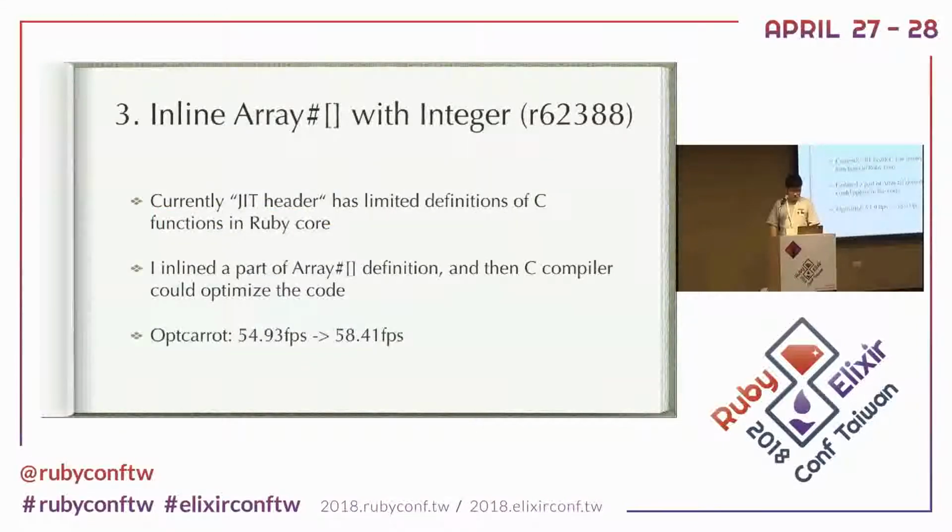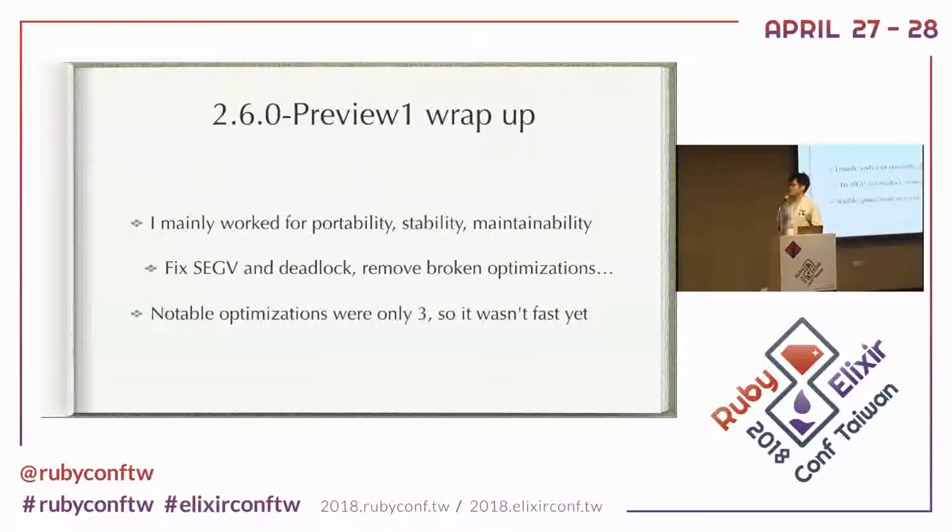So that's the only 3 optimizations in preview 1. And it's not so fast because I didn't do other optimizations. I worked on improving the portability. I fixed many bugs on many platforms, so it took much time. I also fixed segmentation faults and deadlocks, and I also removed the broken, aggressive optimization. So it's a little slow, but I reintroduced some removed optimizations in preview 2.